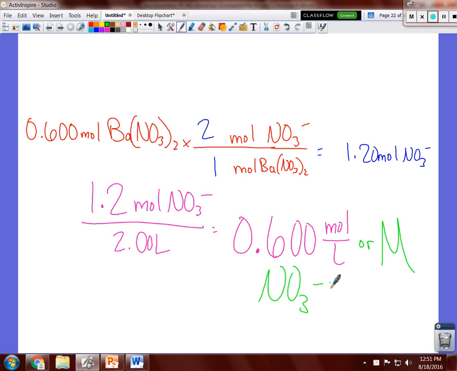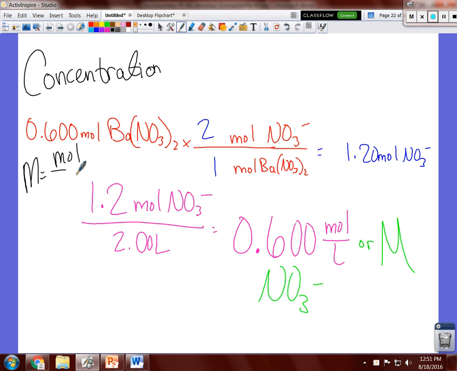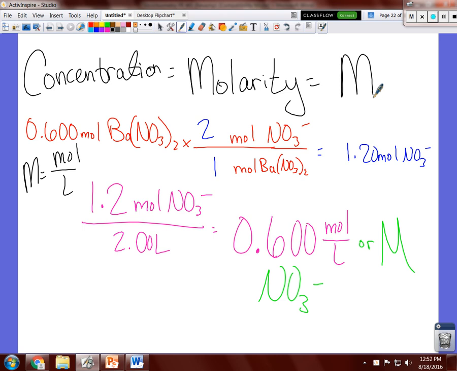So here's the deal. You know what this means. Molarity is mole per liter. You have moles, right? What was the volume after it finished? 2 liters. Moles divided by liters. Okay? Concentration equals molarity, which equals a capital M.